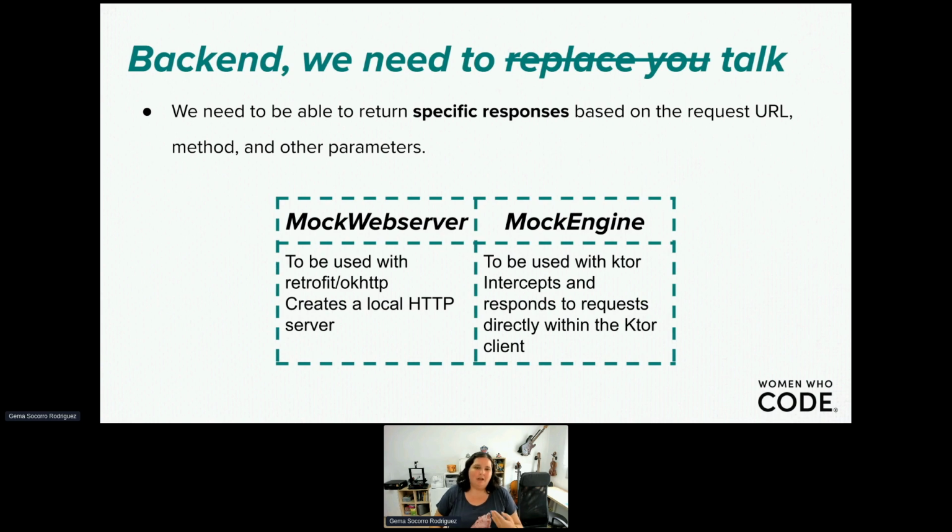So here we have some options, which depends on the library we are using to do the request to backend. For example, if we use Retrofit or OkHttp, we can use MockWebserver. If we use Ktor, we can use MockEngine. It will allow us to intercept whatever the app is attempting to reach in the backend and replace the response.